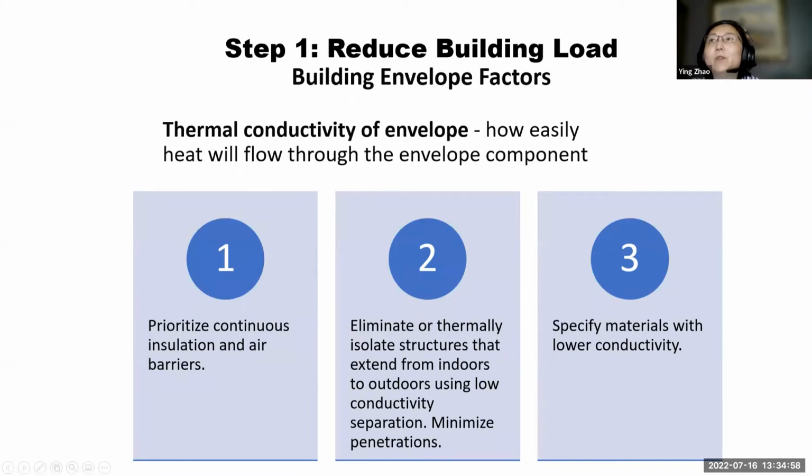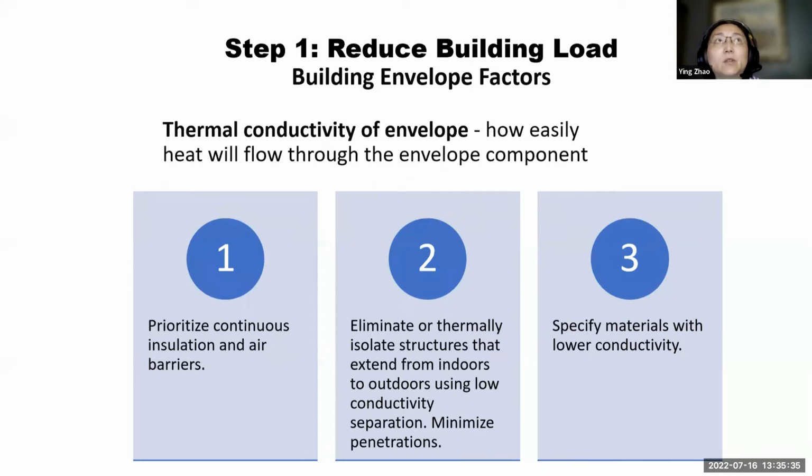So after those design factors, we'll talk about other things, like the envelope. Thermal conductivity of the envelope is very important. That affects how easily heat will flow through the envelope into the building space. Typically, the design will prioritize continuous insulation and air barriers.